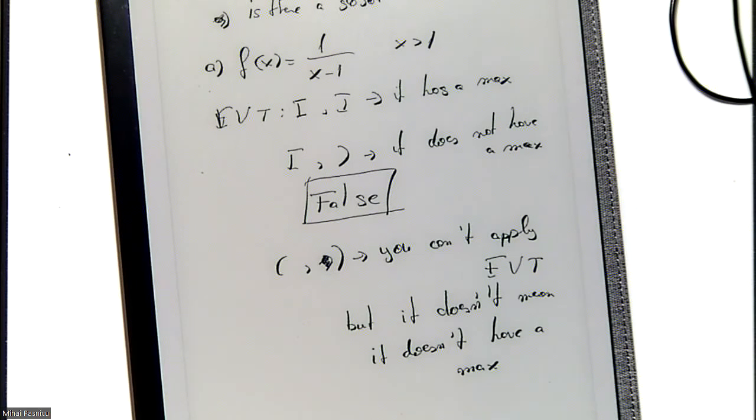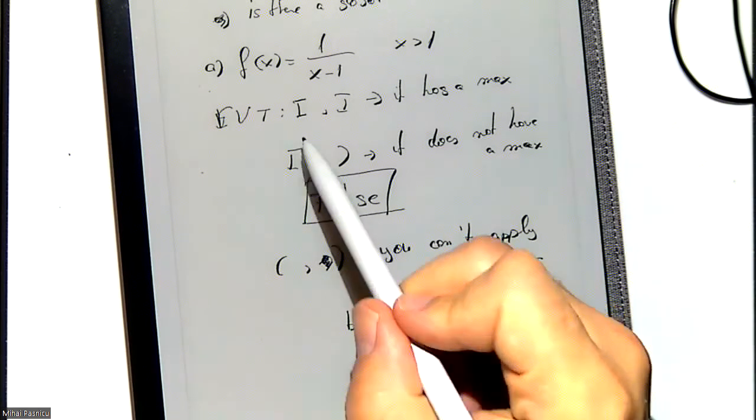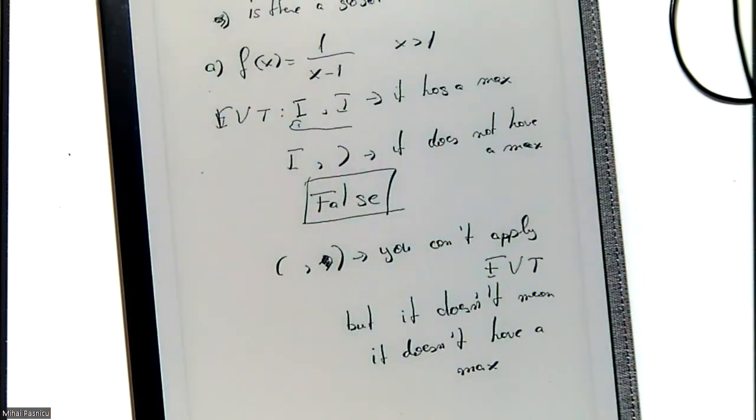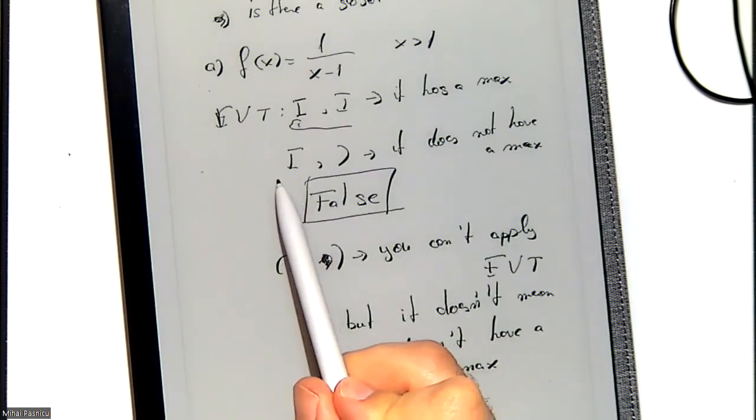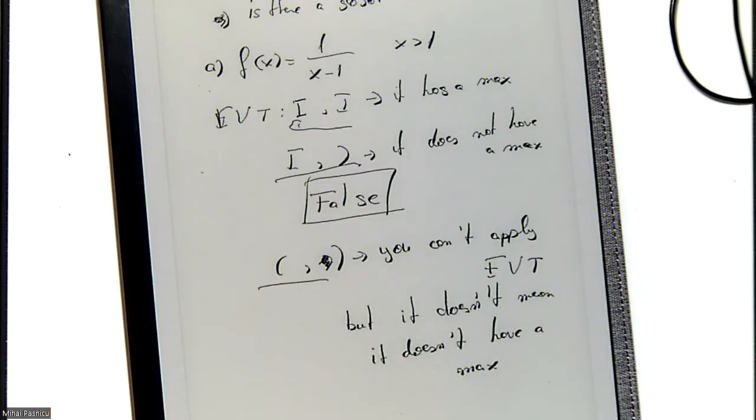If it's closed, if it looks like this, then yes, you can apply the extreme value theorem and you're done in one line with the whole problem. You don't care anymore. But if it looks like this, or it's open on both sides, it just means that you cannot apply the extreme value theorem. It does not mean that just because you can't apply it, it doesn't have a maximum. Okay, are we clear on this? Because this is like a big, big mistake.